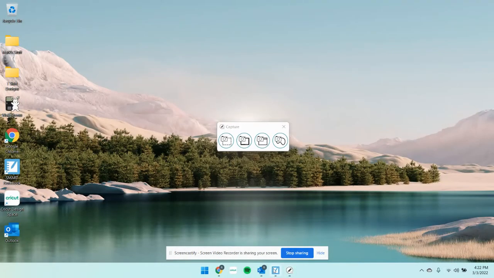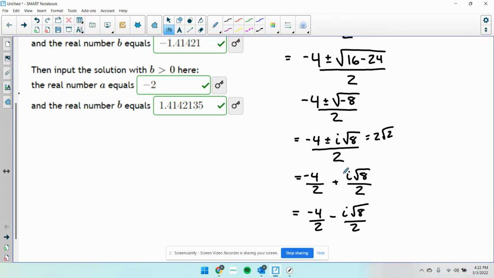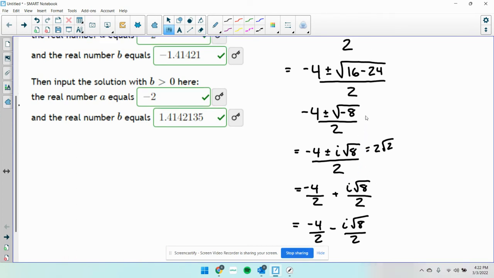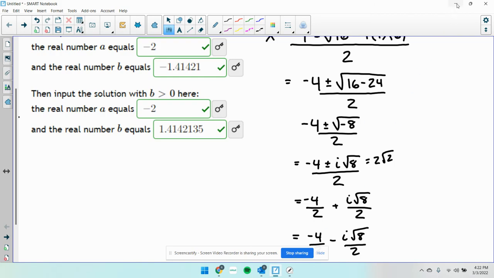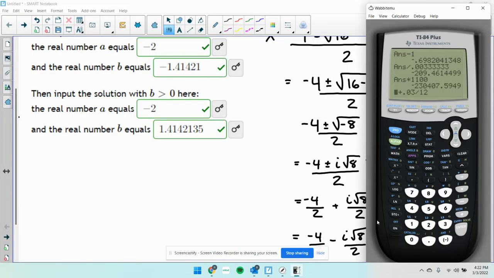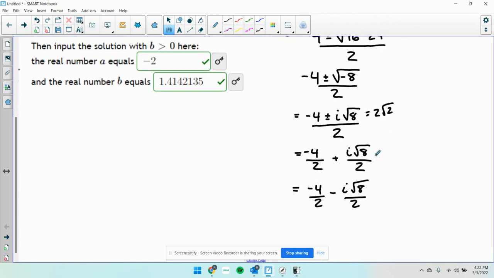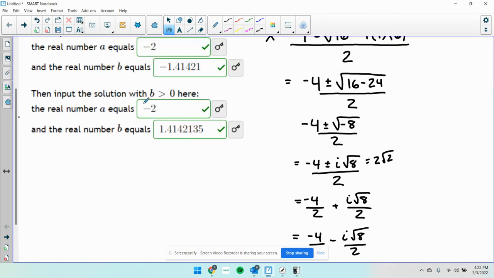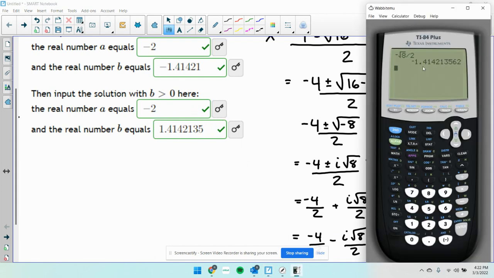So we pull this up. Wait for this to load. I get negative, oops, clear that out, negative square root of 8 divided by 2. That's where I get the negative 1.41421. And then where b is greater than 0, that's this guy. The numbers are going to be the same, so this will still be negative 2, except this will just be positive. Positive root 8 over 2 gives me that.